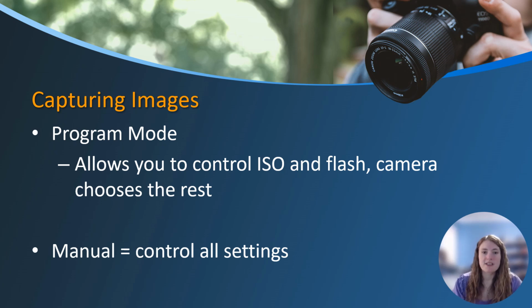Program mode, which is denoted by a P in Nikon cameras, allows you to control two things: the ISO and the flash. Then the camera is going to adjust the other settings automatically. And then finally, manual mode, or M on your settings dial, allows you to control all of the settings at one time. Manual can be really difficult for the beginning photographer because you're required to identify all of the proper exposure settings yourself. So we don't use manual as much as we use the other modes.